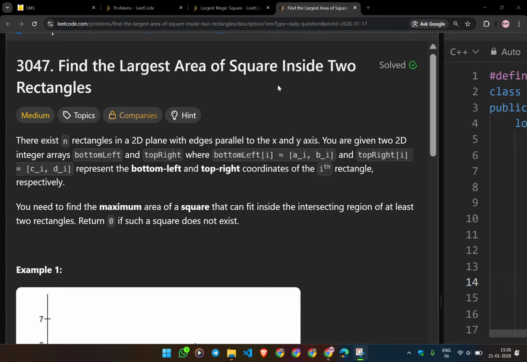You need to find the maximum area of the square that can fit inside the intersecting region of at least two rectangles. So we have to find if any square can be fit into any of the overlapping regions. We do not have to fit the rectangle, we have to fit the square on that overlapping region. Take care of this: the maximum area of square we have to fit in.